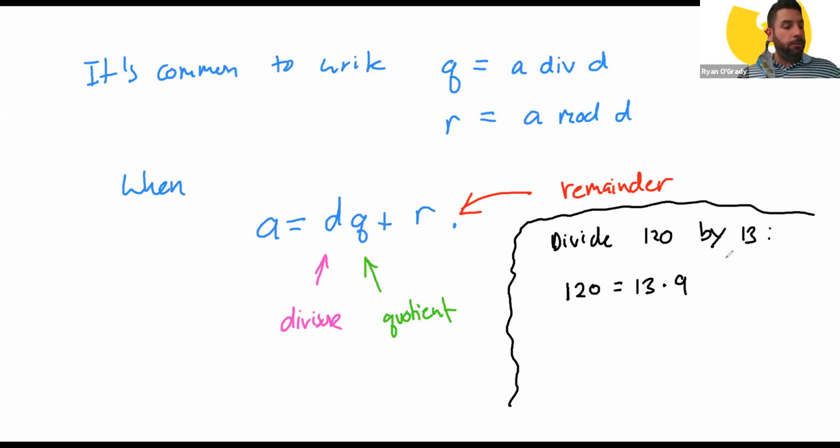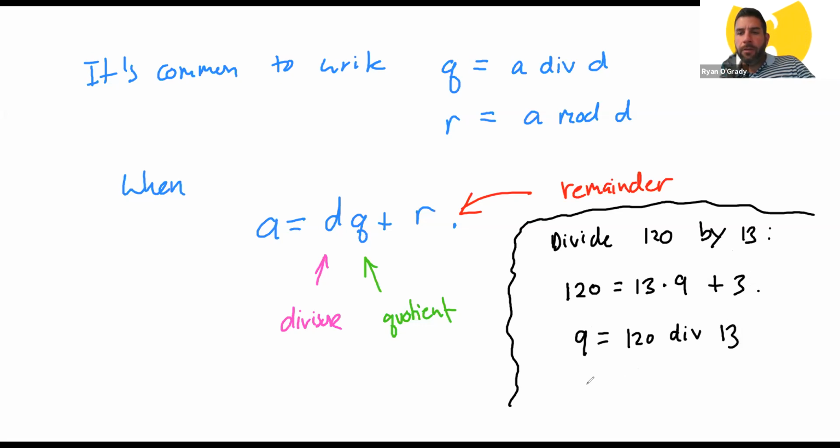All right, anyhow, 13 times 9 is 117, so you can write this as plus 3. And so how would we write this? Well, we'd say, okay, Q, so we say 9 equals 120 divided by D, which is 13, and then 3 is your remainder when 120 is divided by, excuse me, mod. It's just notation right now. We're going to define something similar in a second.